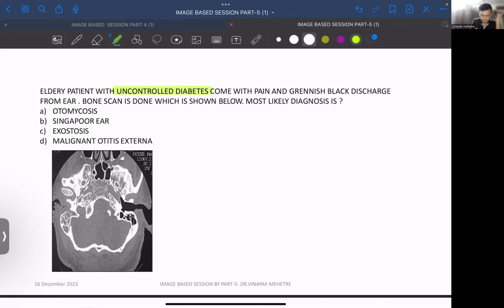ठीक है, malignant otitis externa. That's it. समझ आ गया? Still, greenish black discharge. What is the meaning of this? That Pseudomonas is eating the bone of the ear, and that dead bone is coming out of the ear.